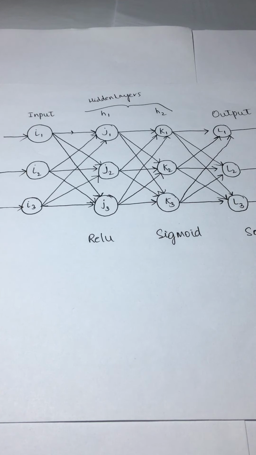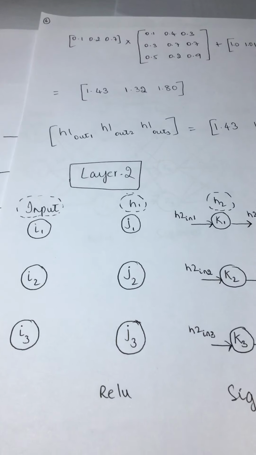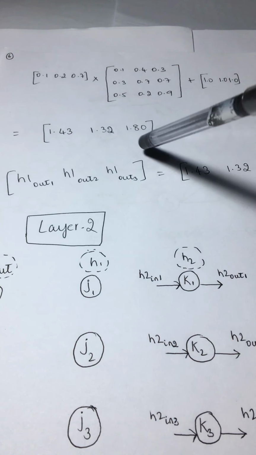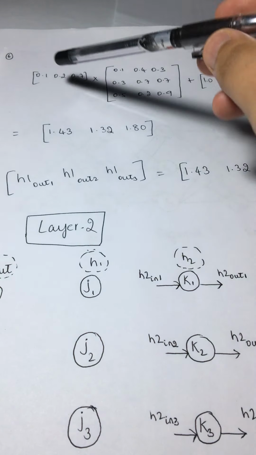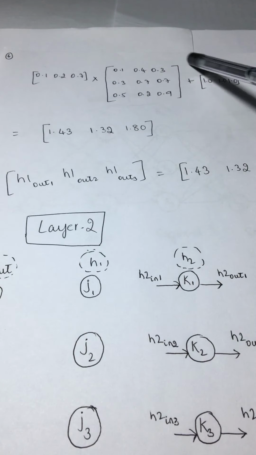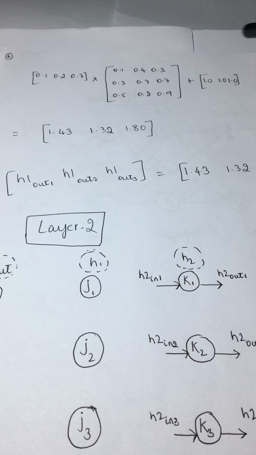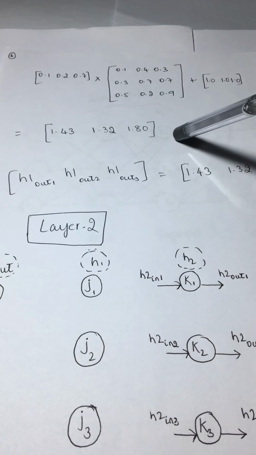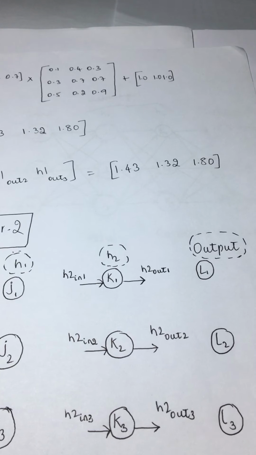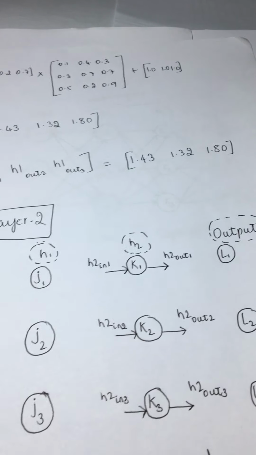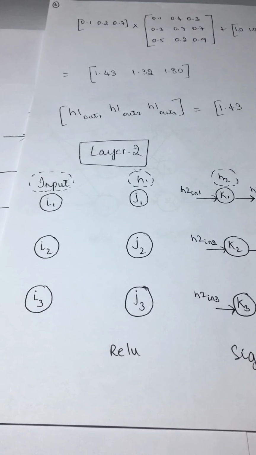Now we'll move on to layer 2. So you have 0.1, 0.2, 0.7 as your inputs. These are your randomly assigned weights. These are your biases. After you pass these values, since your activation function is ReLU, these are your outputs.